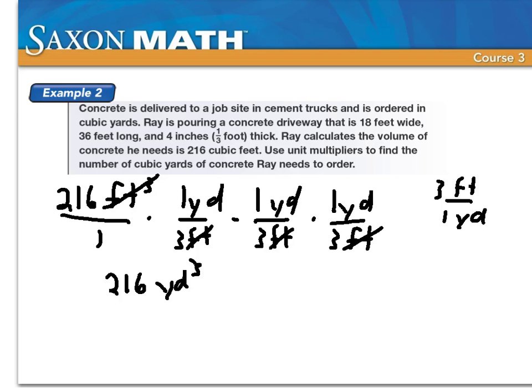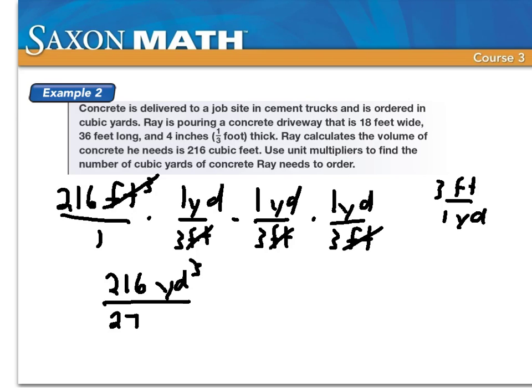Okay? Which is what they're asking me for. It wants cubic yards. That means yards cubed. Over on the bottom, 1 times 3 is 3, and that times 3 is 9, and 9 times 3 is 27. And all my labels on the bottom were canceled out.